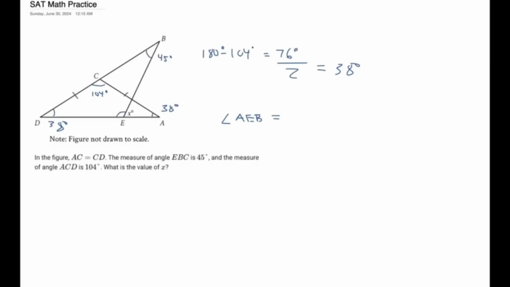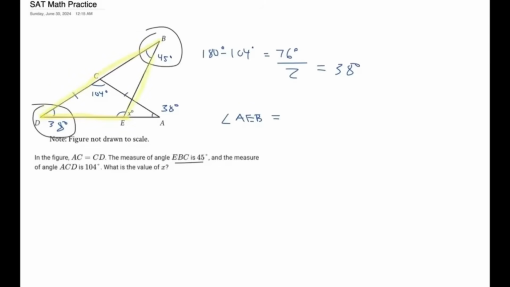Well, it's actually pretty interesting because they gave us the measure of EBC, this angle up here, and we just figured out the angle of BDE. And so these two angles make up a portion of this triangle, right? So it's this triangle right here. This triangle.